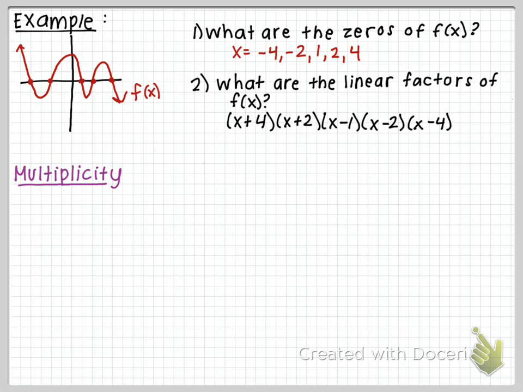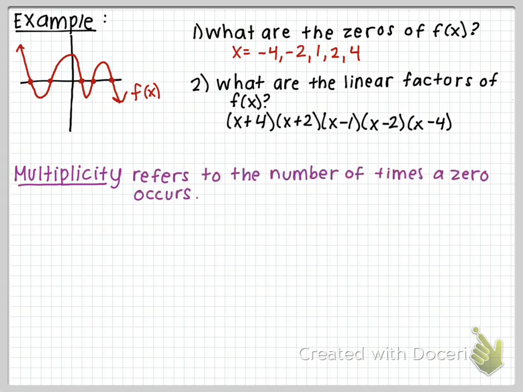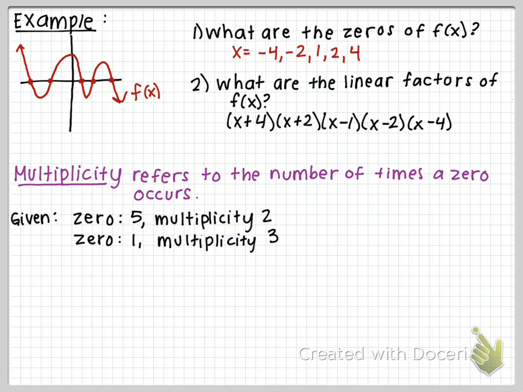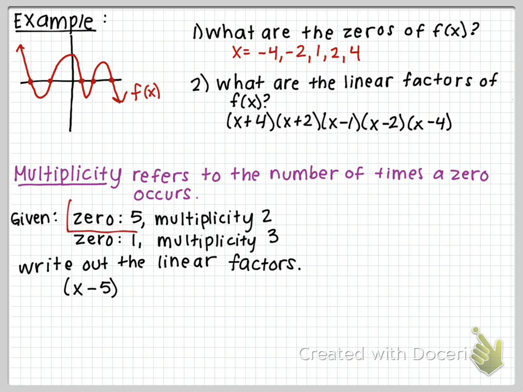Last thing we're going to talk about today is multiplicity. Multiplicity refers to the number of times a zero occurs. So if we're given a 0 of 5 and a multiplicity of 2, and we're also given a 0 of 1 and a multiplicity of 3, this is how we'd write our linear factors. If I said write out the linear factors, this is what you do. x minus 5, because we're given a 0 of 5.